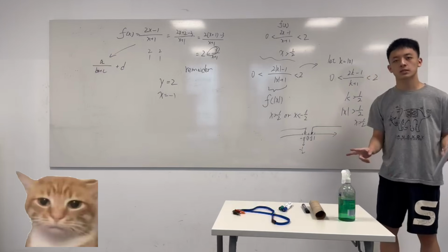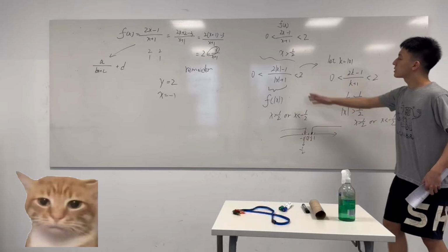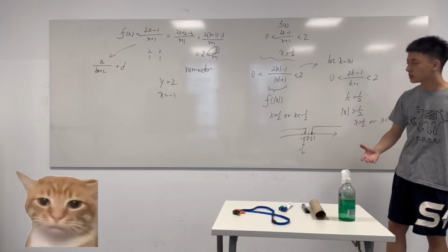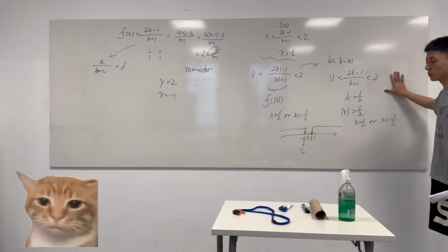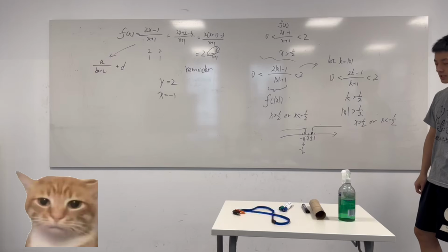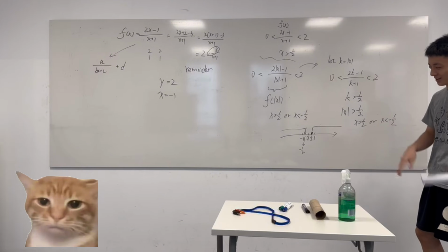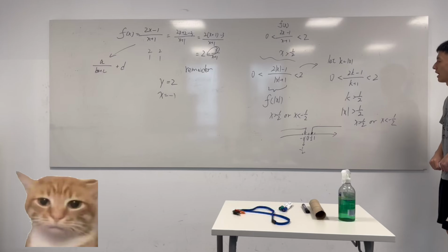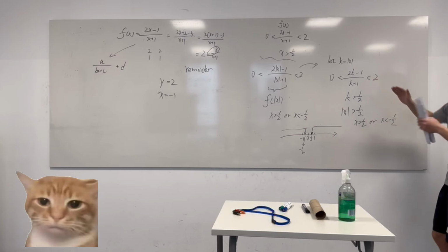So there are two methods. This method uses a graph to see the answer, and this one uses pure algebra. This is an interesting idea. Yeah. I found this idea by myself.